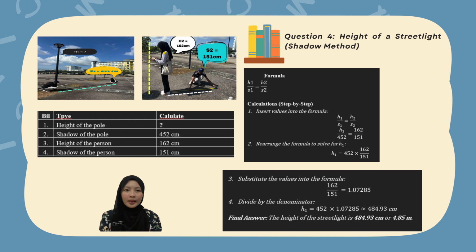In conclusion, the shadow method is a practical and effective way to estimate the height of tall outdoor objects. By using simple measurements and proportional reasoning, we calculate the streetlight height to be around 4.85 meters. That's all from me.